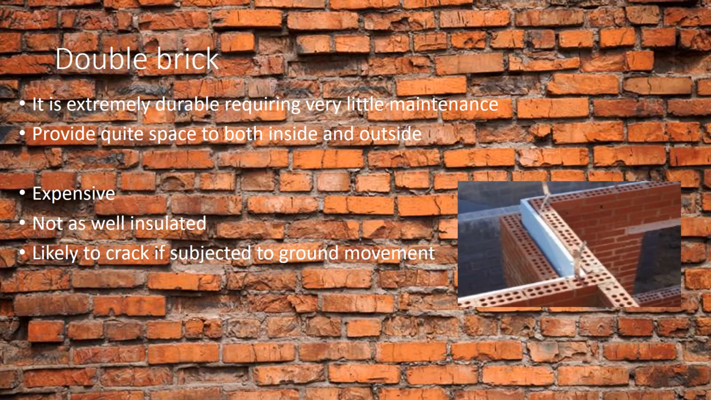The double brick wall is a wall with two layers of brick, separated by an insulating layer. It is extremely durable, requires very low maintenance, and a heavy fixing can be placed anywhere on the wall. It provides a quiet place both inside and outside. However, it is expensive, and even with the insulating layer, it is not as well insulated, and it is likely to crack if it is subject to ground movement. It is the most common structure in Western Australia nowadays, but is starting to be replaced by the brick veneer.